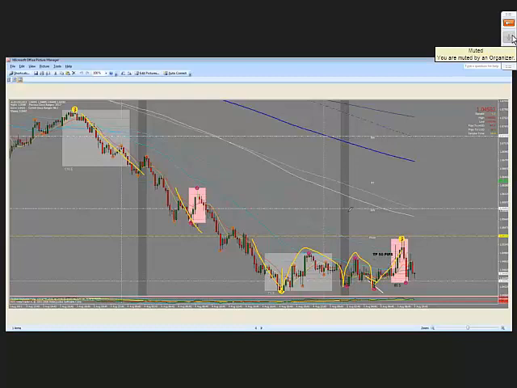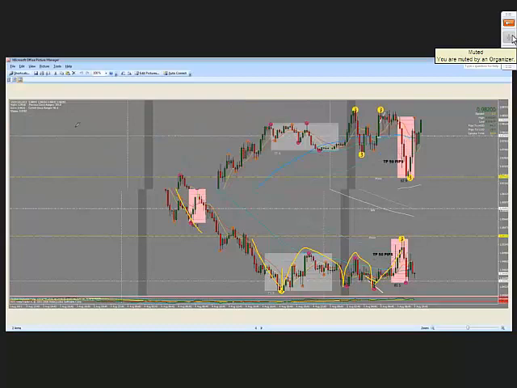Okay, this was Australian USD. I took it in 2 bars to the water, 30-minute trade. Got out at the watermark. We'll go over it in a second.